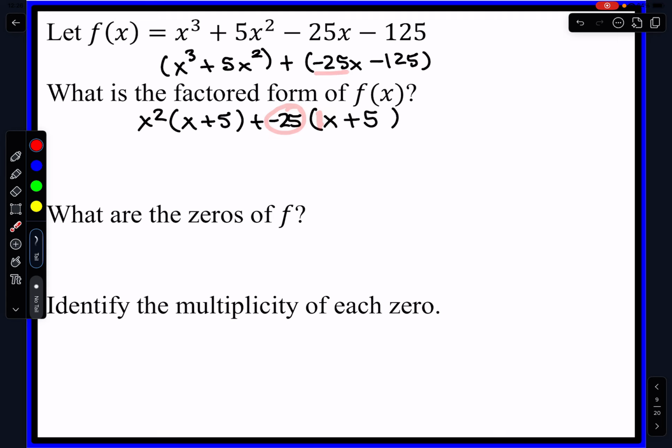Now let's check that it actually works with the second value. Negative 125 divided by, again, negative 25, factoring out that negative 25. Negative divided by negative is positive. And yes, 125 divided by 25 equals 5. So this is going to be the second term that I end up with.